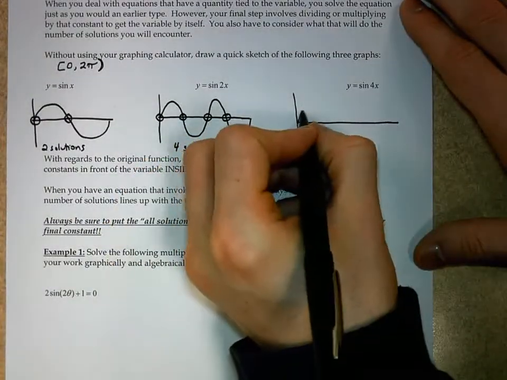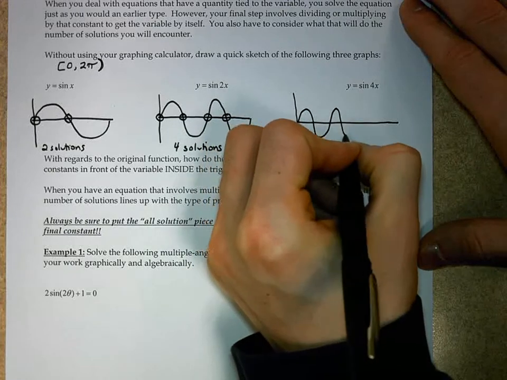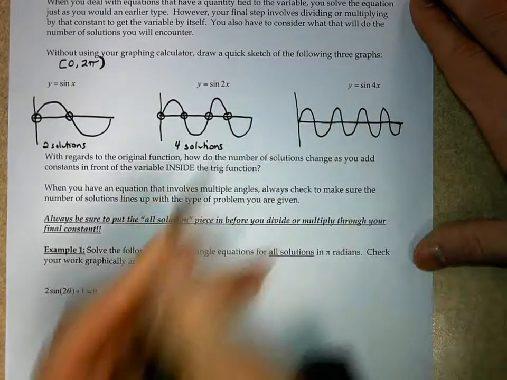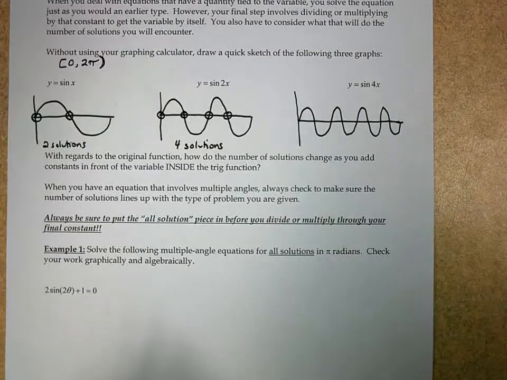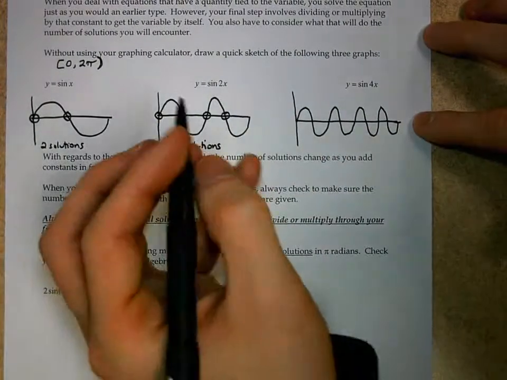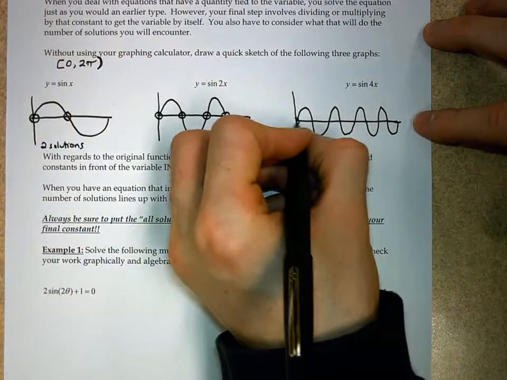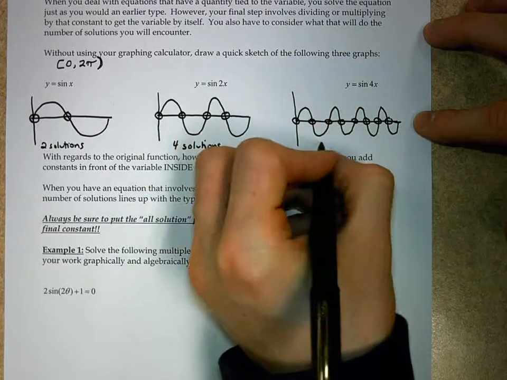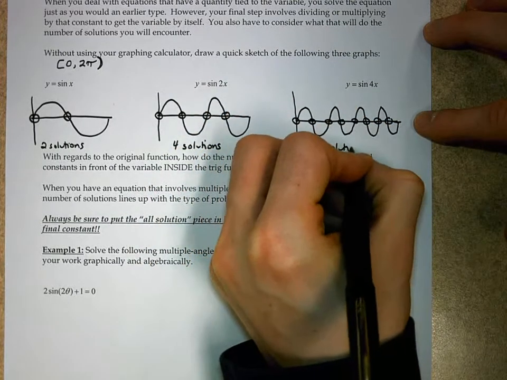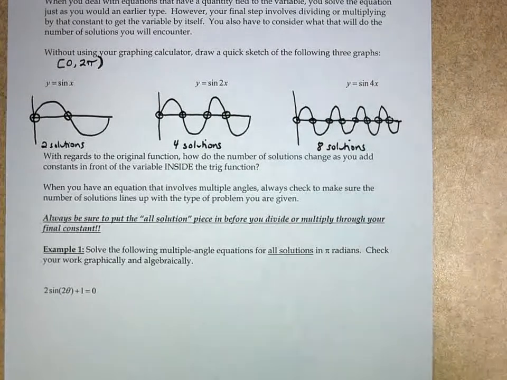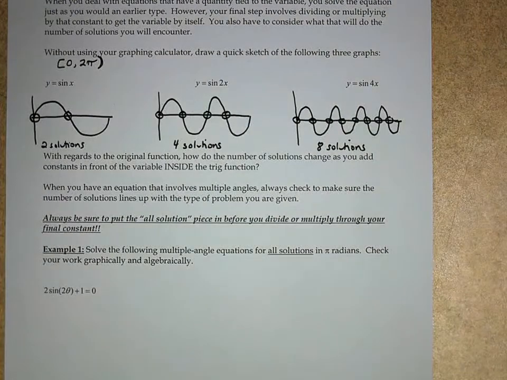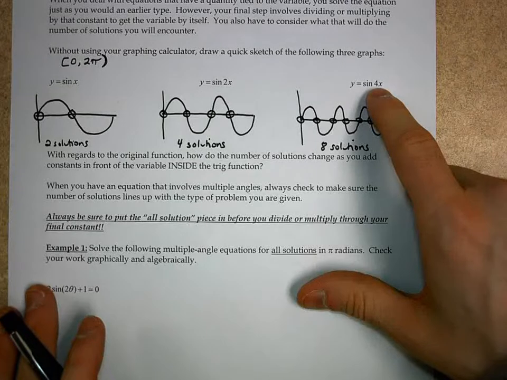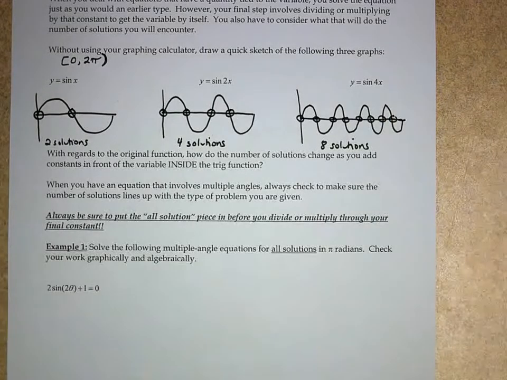Finally, if I do sine of 4x, 1, 2, 3, 4. There's 4 hills and 4 valleys, and I'm not going to include the point at the end because, once again, we're not including 2 pi. 1, 2, 3, 4, 5, 6, 7, 8. I get 8 solutions. So there seems to be some direct correlation between the number of solutions and the coefficient that's attached to the x.